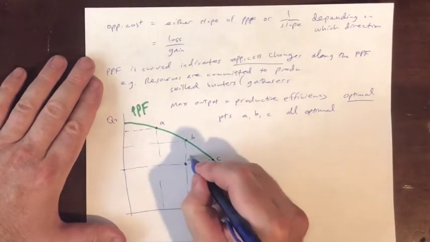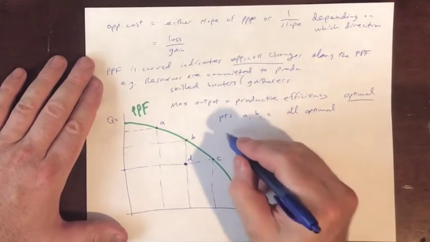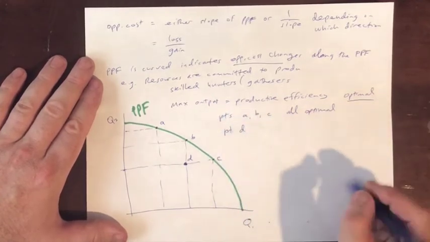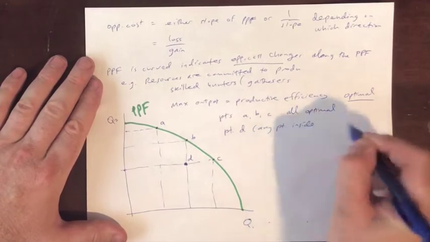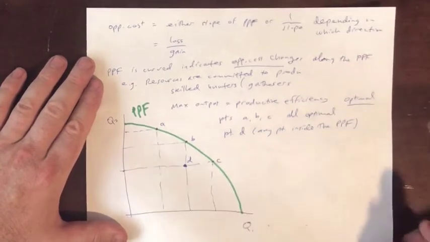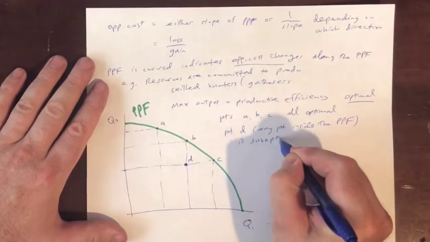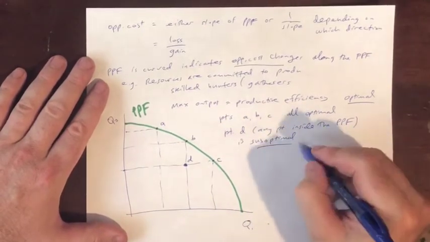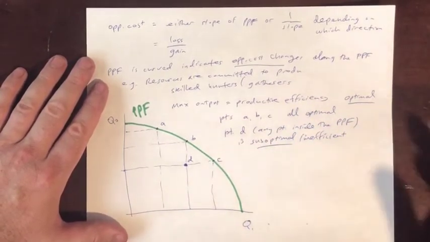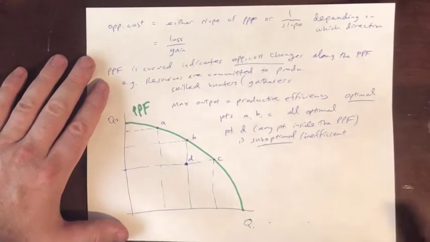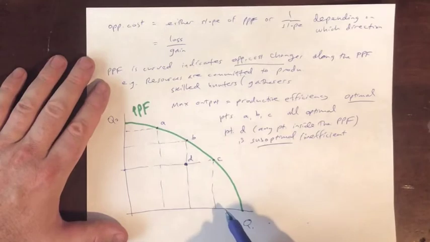That is, you're somewhere inside the curve, okay? Let's say you're at point D. Point D, along with any point inside the production possibilities frontier, the PPF, is suboptimal. All right, suboptimal. That means it's inefficient. Okay, it doesn't represent a maximum in terms of output. Okay, so society could be producing more than that, right?